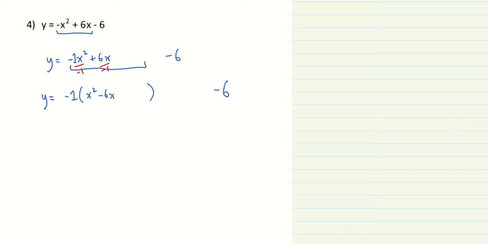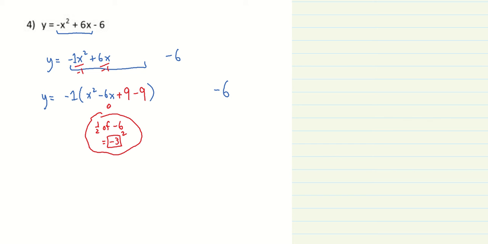Not a bad idea to do a quick mental check to see if we factored that properly. -1 times x squared would give us -1x squared, and -1 times -6 gives us +6. So we're just checking to make sure that we factored it correctly. Now it's business as usual, where we want to figure out what to add and then subtract. Half of -6 is -3. So what completes the square is -3 times -3, which is 9. And then I'm going to subtract 9.